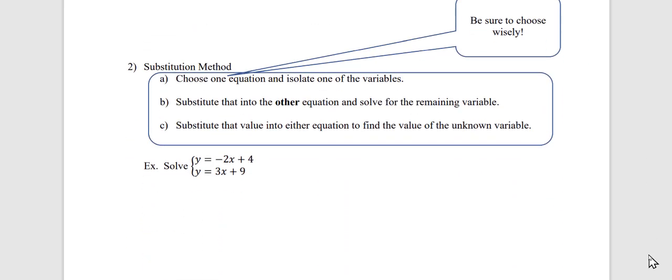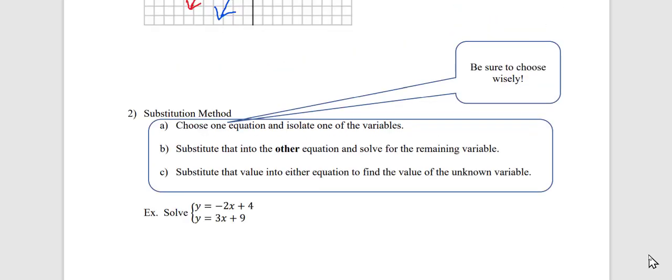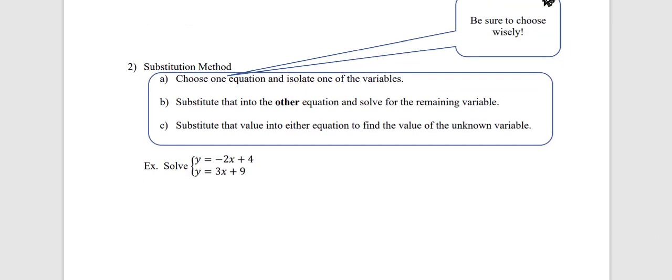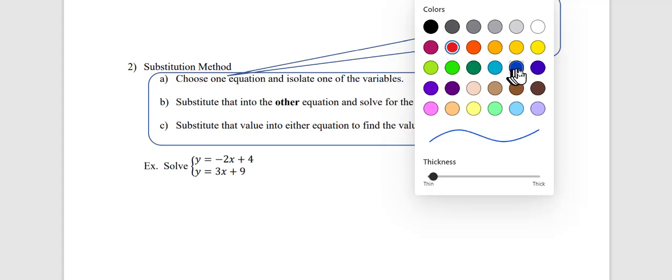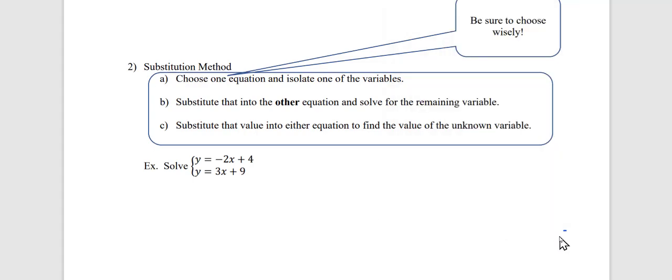Let's take a look at how these can be found algebraically. We have two methods for that. One is called the substitution method. Here's what we do. We choose one equation and isolate one of the variables, then substitute that into the other equation. Hopefully that'll be pretty clear once we see that.